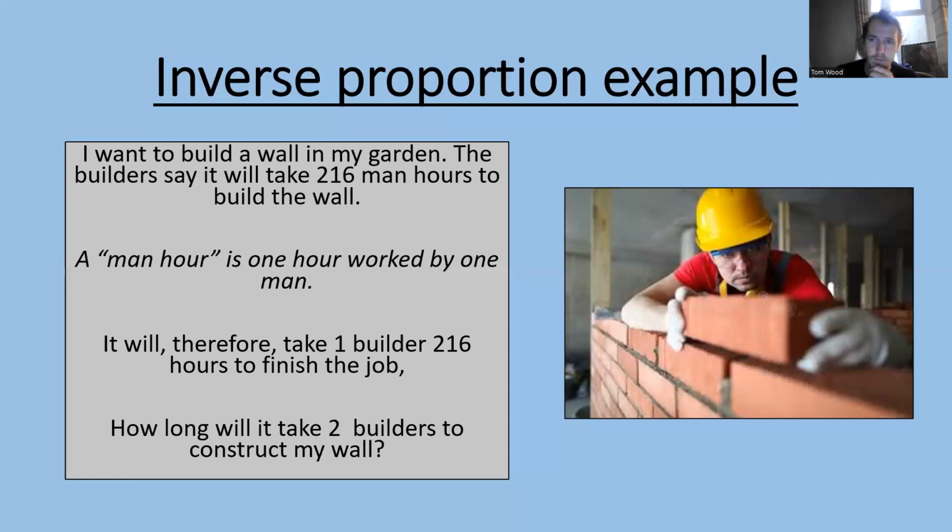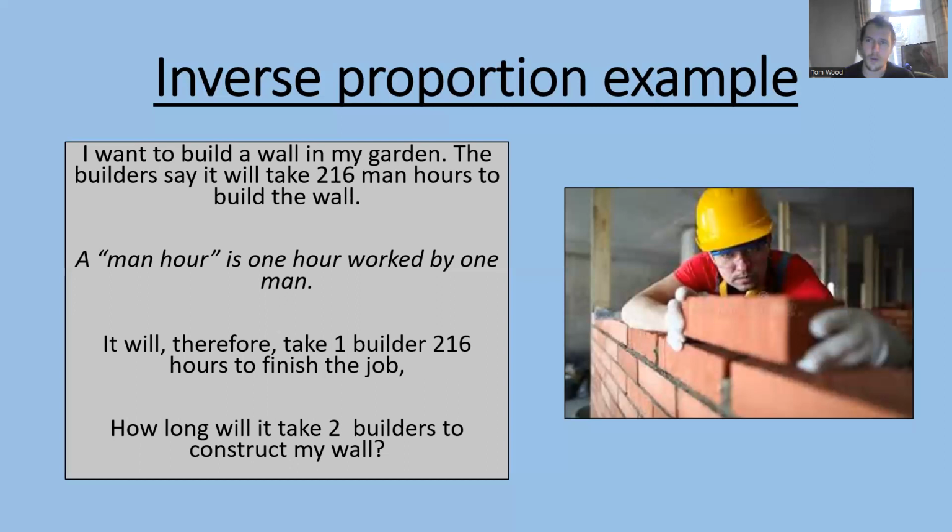I might have to have this job finished in, let's say, under 25 hours. So then we can look into that and go, well, what can we do here? How many builders? Let's say I get 10 times as many builders. If one builder can do it in 216 hours, 10 times as many builders will build it 10 times as quickly. So it would only take 21.6 hours. If I had 100 builders, it would only take 2.16 hours. So that is the idea of inverse proportion.